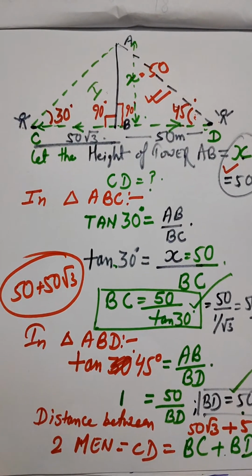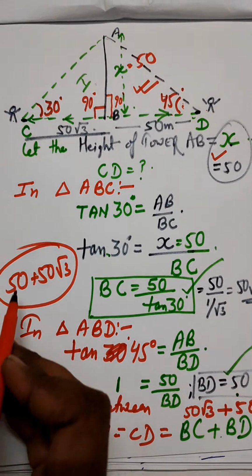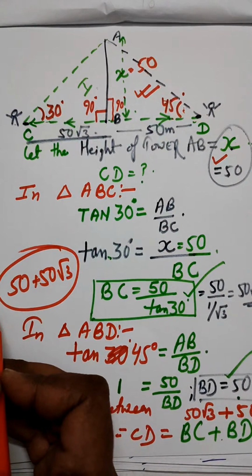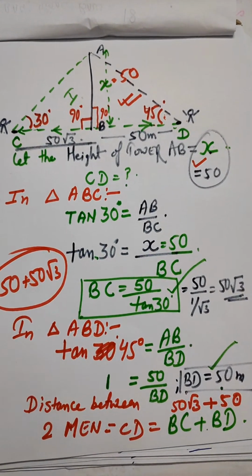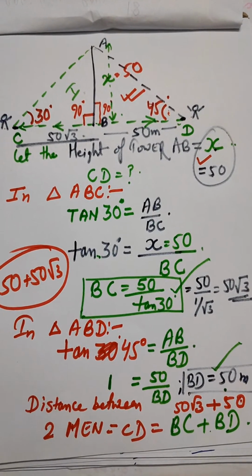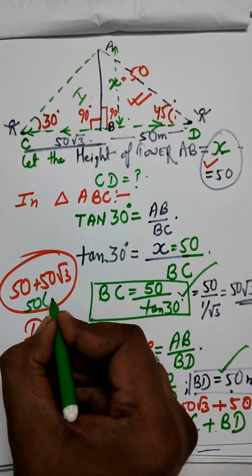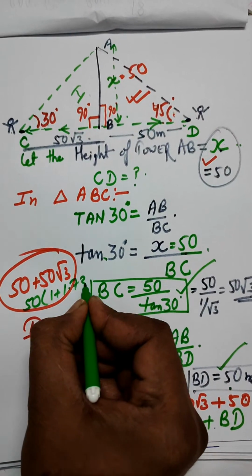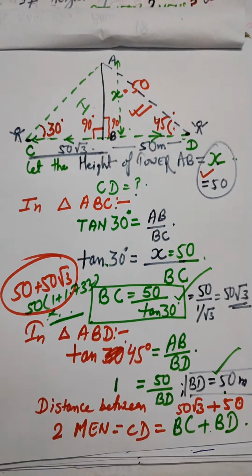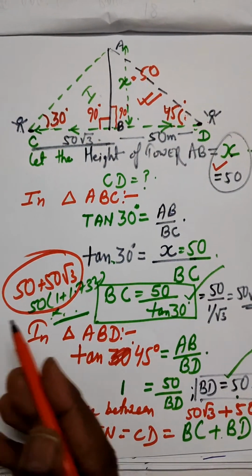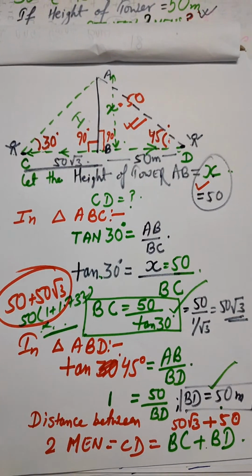You know the value of root 3 is 1.732. If you take 50 as common, 1 plus 1.732 will come as 2.732 into 50. So just solve it, 50 into 1 plus 1.732, and multiply to get the answer, right? So we can say the distance between the two men is 50 plus 50 root 3, right?